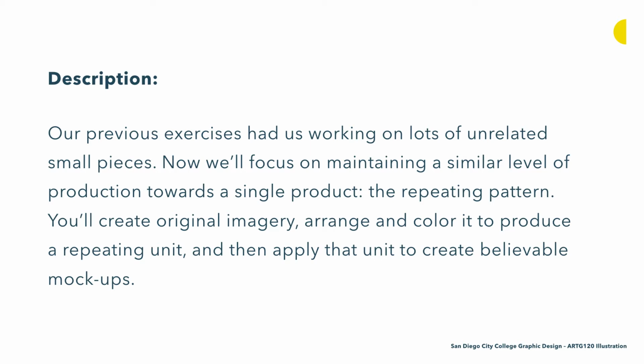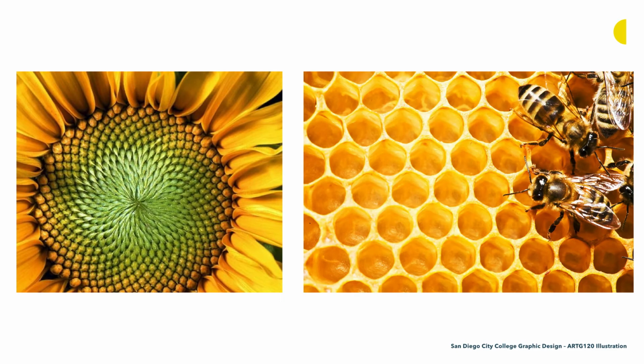In the previous exercises that we've been working on, we worked on a lot of unrelated smaller pieces, weekly exercises, but now we're going to start focusing on maintaining a similar level of production towards a single product. In this case, that's going to be a repeating pattern that we are going to use for a surface design on two different objects. So you'll create original imagery, arrange and color it to produce a repeating unit, and then apply that unit to create believable mockups as well.